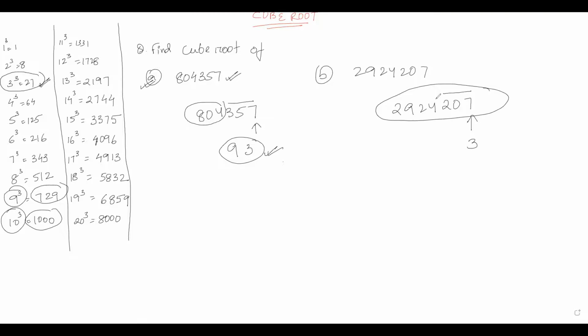Now if we take the rest of the number, in this case a 4-digit number, 2924, and look in the table, 2924 lies between 2744 and 3375. That is between 14 cube and 15 cube, and the lower of these is 14. So I can say that this would be 143. That means cube of 143 is 2924207, or cube root of 2924207 is 143.